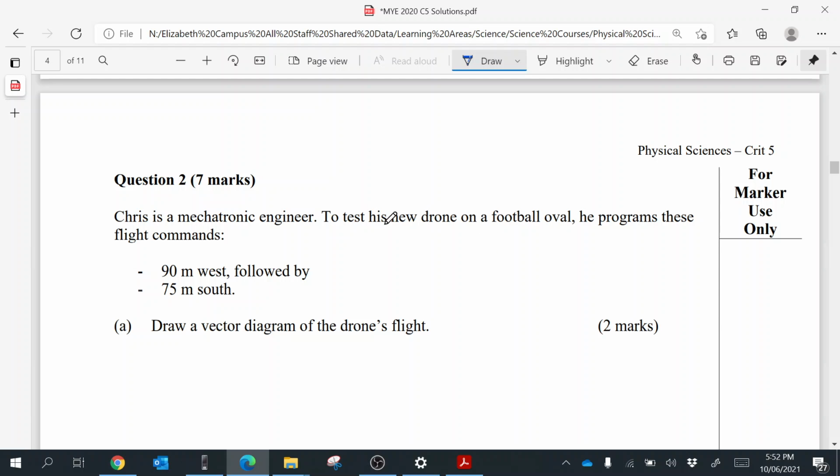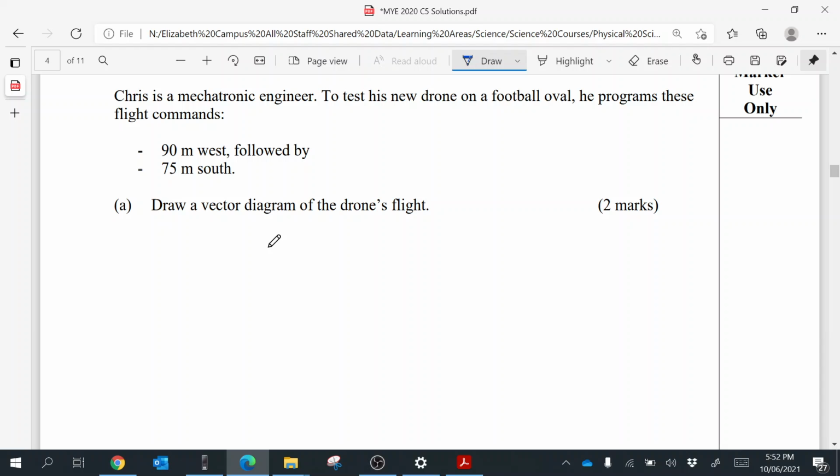So in this question we have Chris, and he is a mechatronic engineer. To test his new drone on a football oval, he programs these flight commands: 90 meters west, followed by 75 meters south.